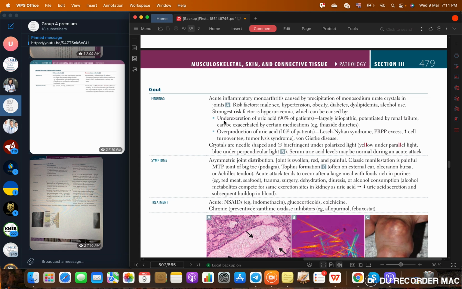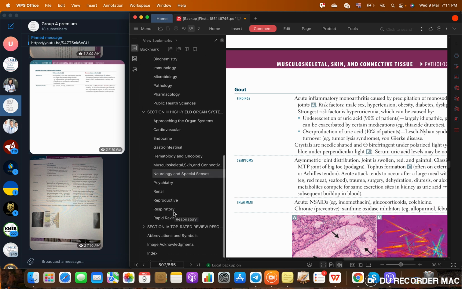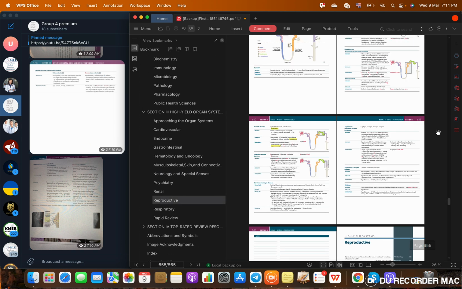Now we will understand why. Why do we have the increase in uric acid, which leads to gout? It could be either from underexcretion or overproduction. The underexcretion, they say, is largely idiopathic. We don't know exactly why. It could be due to renal failure, and it can be exacerbated by certain medications, such as thiazide. In the case of thiazide, there will be some symptoms known as the hyper-GLUC. If you remember, it's unknown exactly why they happen, but they do.